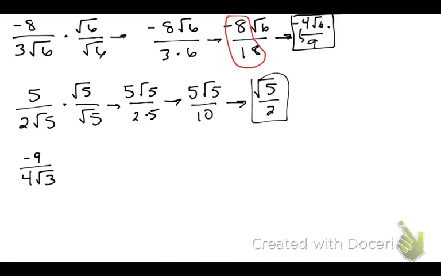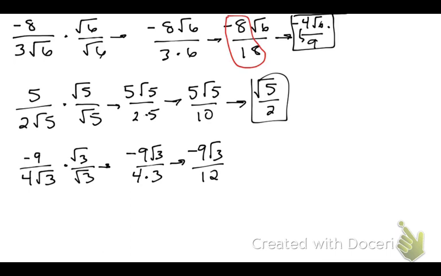Looking at the second one, we've got that square root of 3 in the denominator, so that's what we need to do to rationalize that. This will give us negative 9 root 3 over 4 times 3, because the square root of 3 times itself is just 3. But 4 times 3 is 12. And negative 9/12, that'll reduce to negative 3/4. So negative 3 root 3 over 4.